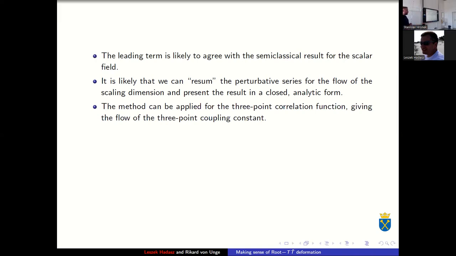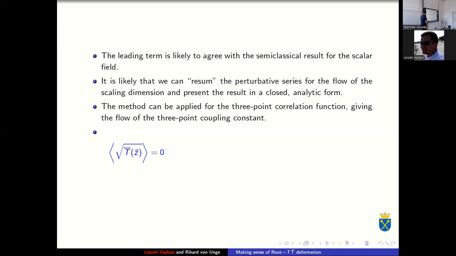So we seem to know how the dimension flows. We seem to know how the three-point function flows. What about the central charge of the universal algebra? Okay. Please notice that in our definition of the root of TTbar, we have separated this root of TTbar onto the product of root of T and root of T-bar.